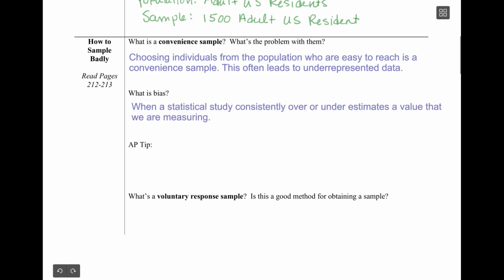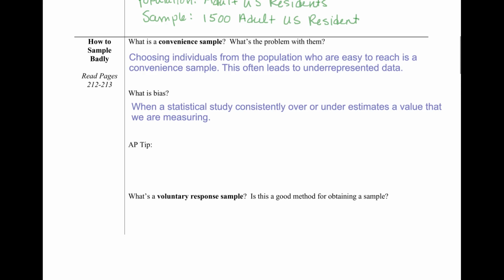bias. Bias is when a statistical study consistently over or underestimates a value that we are measuring, or over or under represents individuals or types of individuals in our study. So that's another way to explain it. But bias should never be confused with discrimination. Bias just means that there's something going on with our study that is giving us the wrong values or not a good representation of the population.